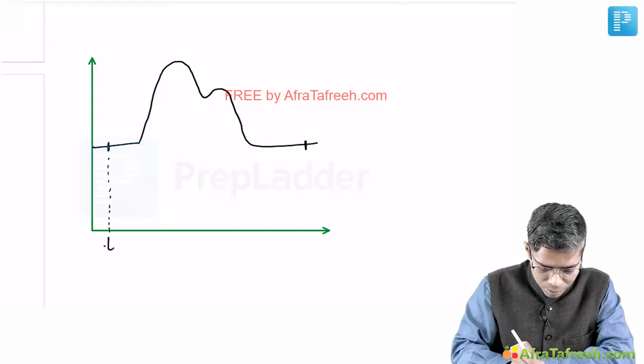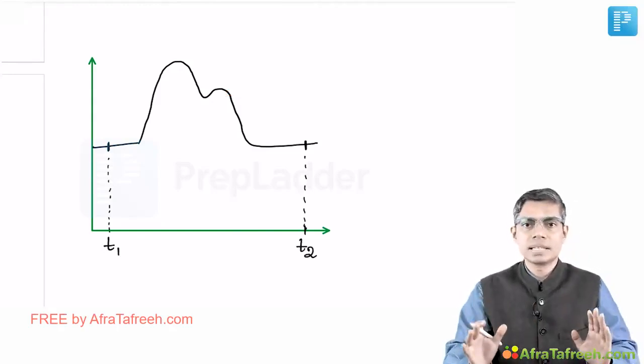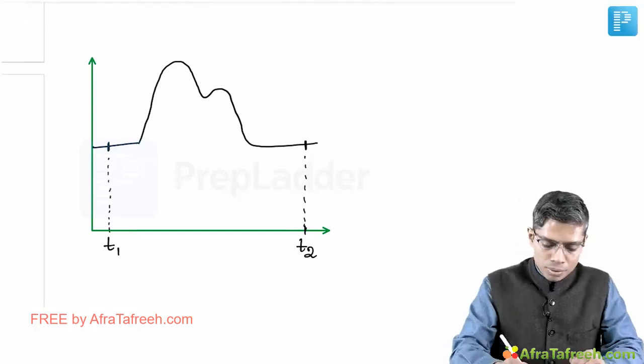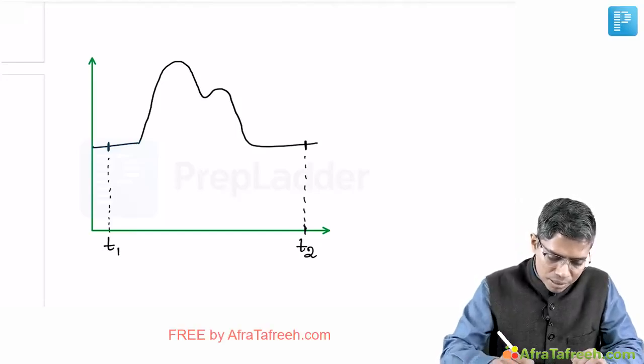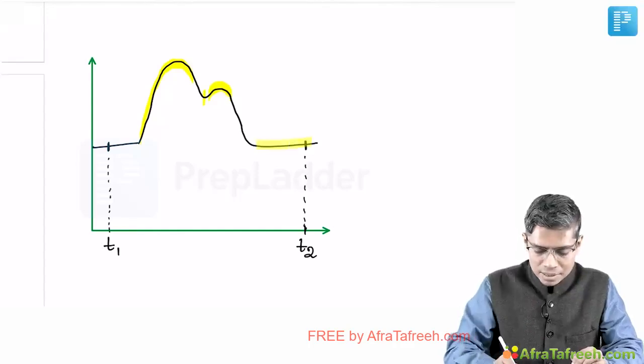So this is T1 and this is T2. The time interval between T1 and T2 is the cardiac cycle duration, right? We know that in the aortic pressure curve, this wave is known as the percussion wave, and then there may be a tidal wave, then this is the dicrotic notch, and then the dicrotic wave is here, and then this is the diastolic blood pressure.